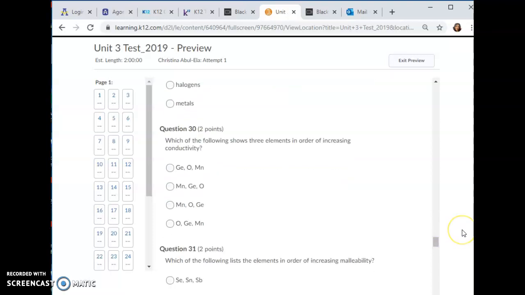Question 30. Which of the following shows three elements in order of increasing conductivity? Germanium, oxygen, manganese. Manganese, germanium, oxygen. Manganese, oxygen, germanium. Oxygen, germanium, manganese.